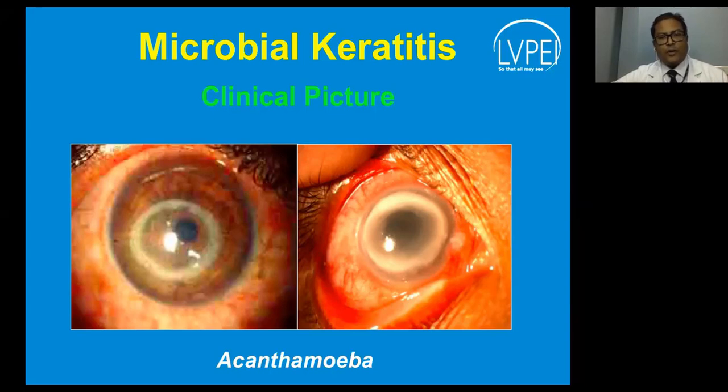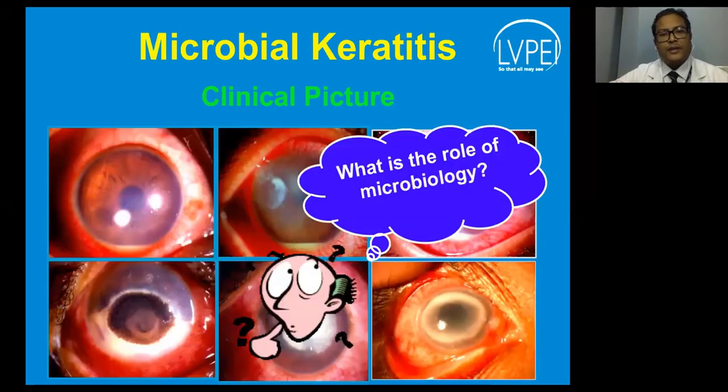It tends to form a ring infiltrate. It tends to have radial keratoneuritis. There is a lot of surface inflammation. There is a lot of limbitis, and it often leads to loss of vision unless appropriate steps are taken to diagnose it and treat it adequately. However, once treated well, the prognosis is good and vision is restored in a large number of cases.